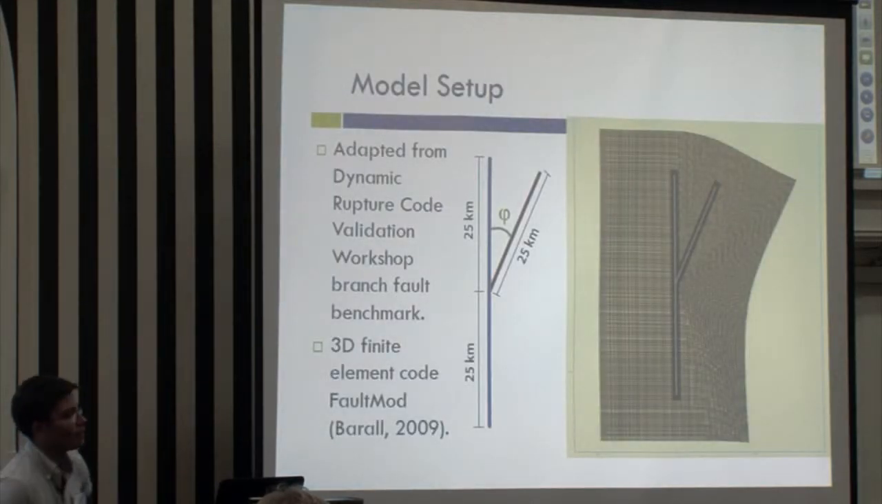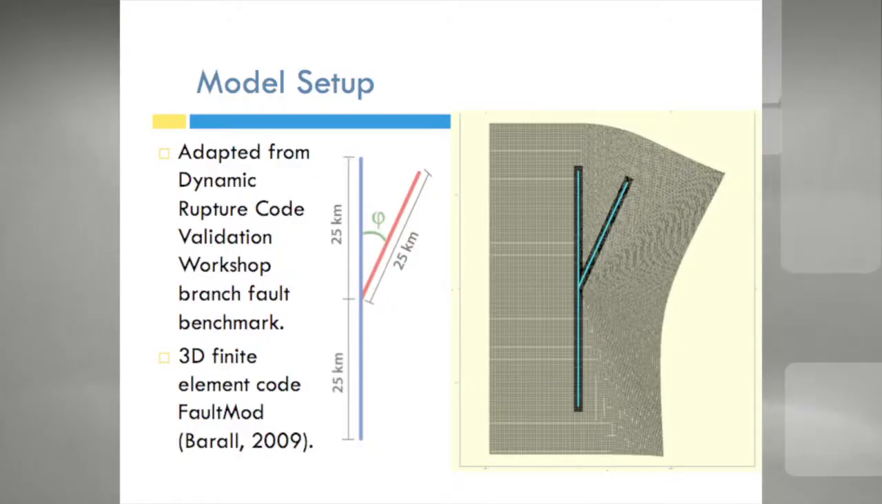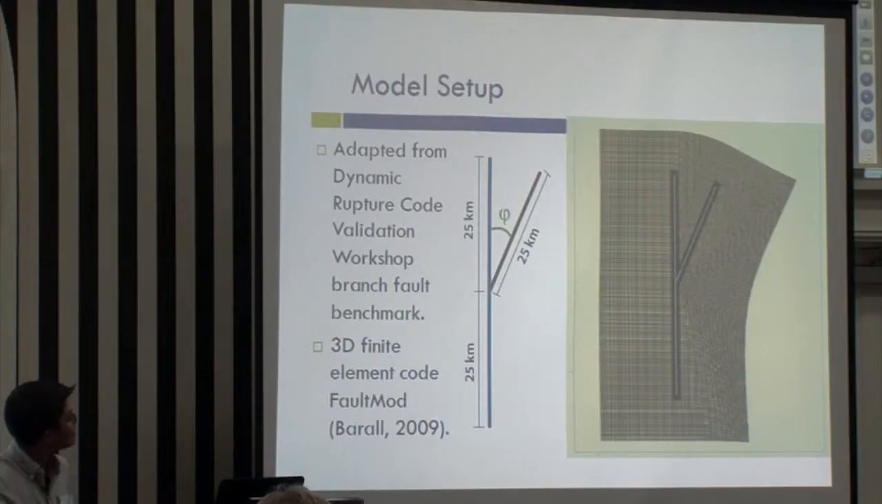I'm adapting my geometry from the benchmark. The main fault is 50 kilometers long. The splay comes off exactly halfway along the main fault and is also 25 kilometers long, and I'm varying that angle. And I'm using the code FaultMod. It's a three-dimensional finite element code, and this is my mesh.